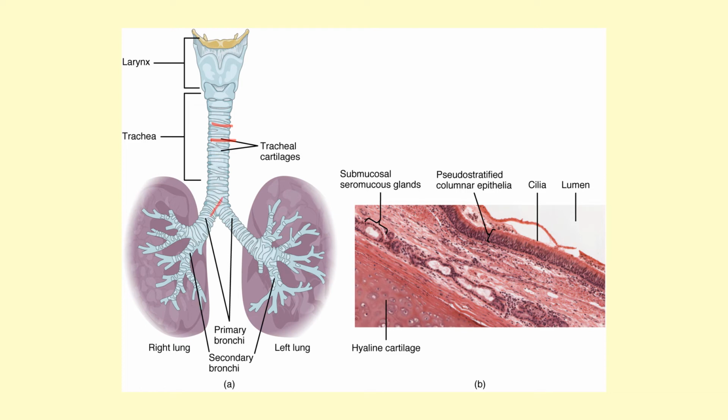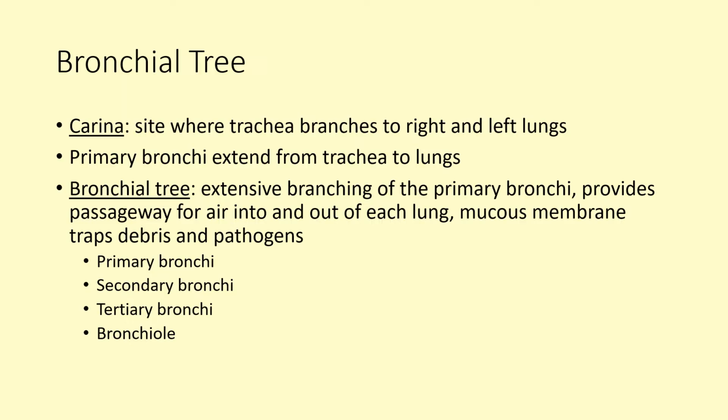The carina is the area right here where it splits into the primary bronchi going to each of the lungs. So the bronchial tree is where you now have the branching that is occurring and going to each lung separately. This is the carina, that's where the trachea branches. The primary bronchi, so you go from the trachea to the primary bronchi. That's that first branch there. So you have a primary bronchus going to the right lung and one going to the left lung.